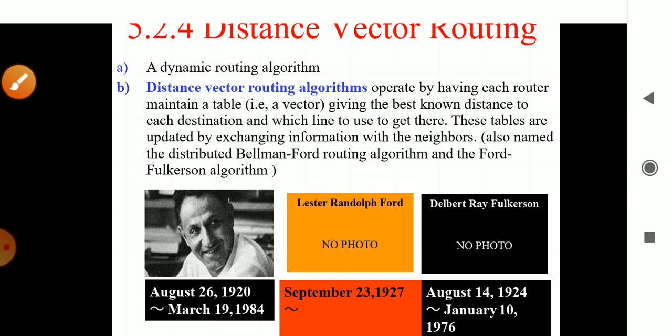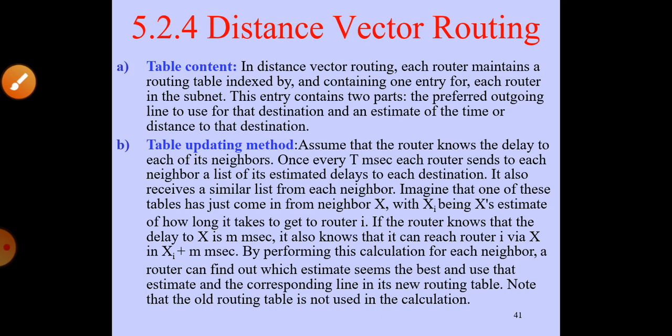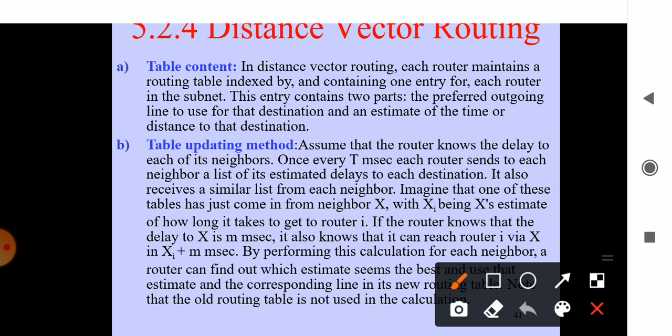This distance vector routing has two parts: the table content and the table updating method. Whatever content is there will be stored in the table content. I have the data of A, I have the data of B, I have the data of C. All those details will be entered. What time it takes to transfer the data between A, B, C, D, like that, the table mentions the time. That is your table content.